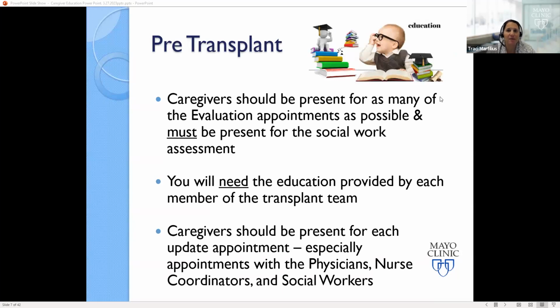So, we'd like caregivers to be present for as many of the evaluation appointments as possible and to be present for that social work assessment, because you need the education provided by each member of the team. So each member of the team, so when you think about that, the dietitian, doctors, surgeons, all of those people have what we call like a piece of the pie. So they're all providing education to you as a caregiver about what to expect, not only post-transplant, but also pre-transplant as well. And it's really important for you as caregivers to be hearing that information directly from the source.